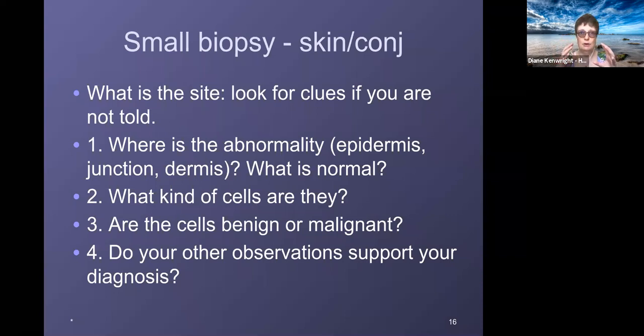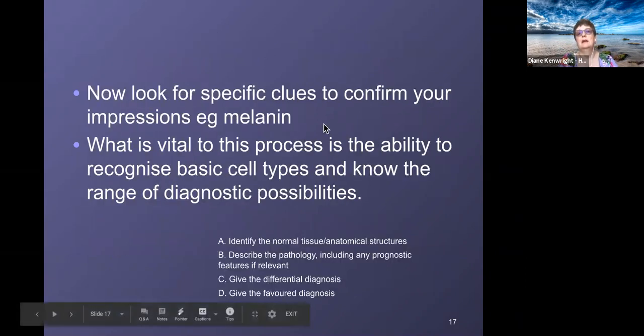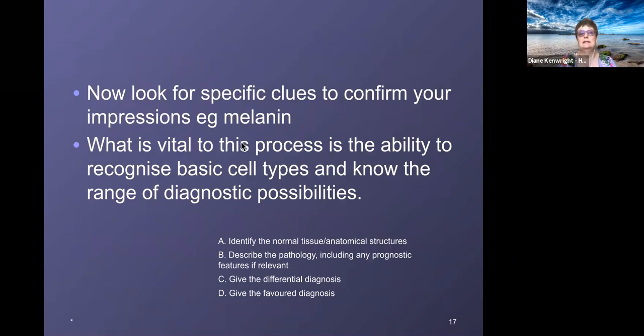And we know, because we've learnt it, that basal cell carcinomas often have separation of the cells from the adjacent stroma with mucoid material in between. And we purposefully go and look for that. And then, of course, we talk about the prognostic features, like whether it's excised or not. Okay, so other things you might look for are melanin, for example, if you think it's a nevus. But what's important is that you can recognize the basic cell types, you know, melanocytic, squamous, basal, and inflammatory, and that you know the range of diagnostic possibilities.